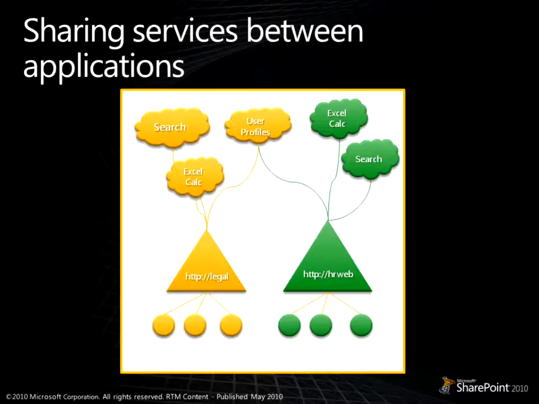This is an example design which demonstrates the new service application capabilities. In this diagram, we have two web applications, HTTP Legal and HTTP HR Web. In this case, both of these web applications need to have their own dedicated search and Excel services configurations, but we would also like to share the same user profiles between them. This was not possible in SharePoint 2007. However, since we now have more flexible options in 2010, we can certainly share only the user profiles between the web applications. In this case, the design would mean that there are actually 5 service applications running: one for user profile and 2 service applications for Excel and search services for each of the web applications.